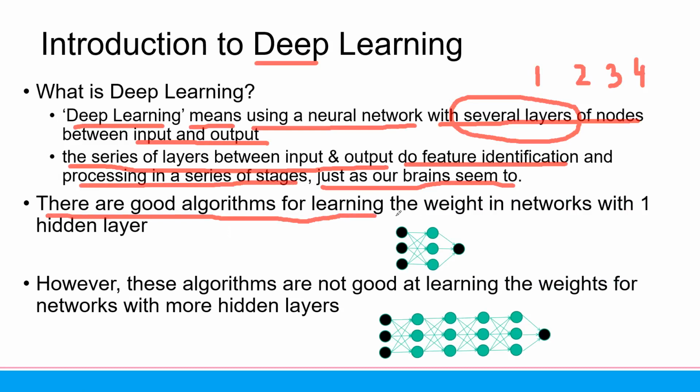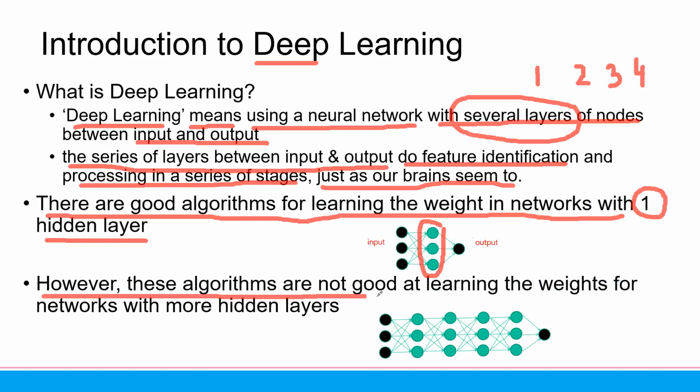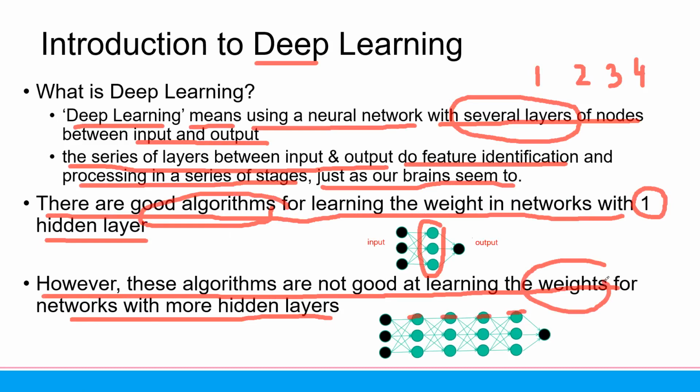So there are good algorithms for learning the weights in networks with one hidden layer. What does it mean, one hidden layer? We have only one in the middle. So this is the input of the neural network, and this is the output of the neural network, and we have only one hidden layer. So there are many good algorithms we can use when we have only one. However, these algorithms are not good at learning the weights for networks with more hidden layers. So if we have many hidden layers like this one, 2, 3, 4, we have 4 hidden layers, the algorithms here are not good at finding the proper weights.